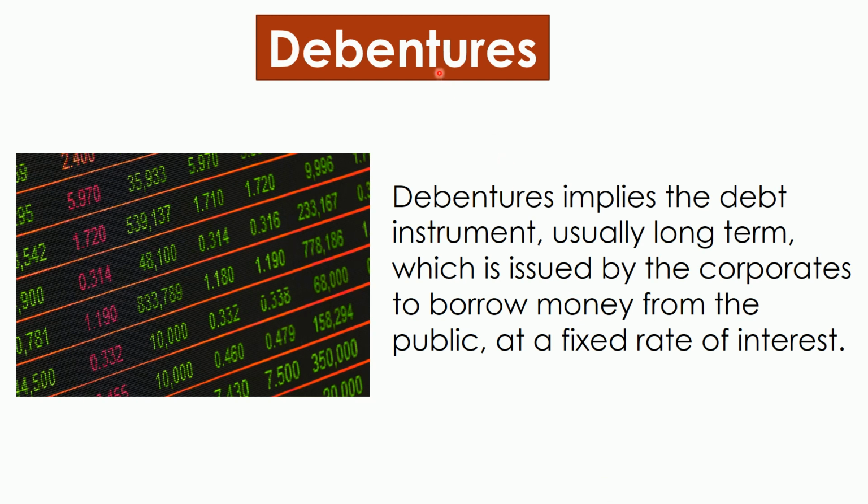Debentures. If a company wants to raise a loan from the general public, it issues debentures. Debenture refers to a debt instrument, usually long term, which is issued by companies to borrow money from the public at a fixed rate of interest. It is issued under the name of the company, which acknowledges the amount owed by the company, which is equal to the face value of the debentures. The debenture contains the details of the rate of interest, mode of payment of interest, and repayment details, that is the redemption of debentures, etc. The person who holds debentures is called the debenture holder, who is the creditor of the company.